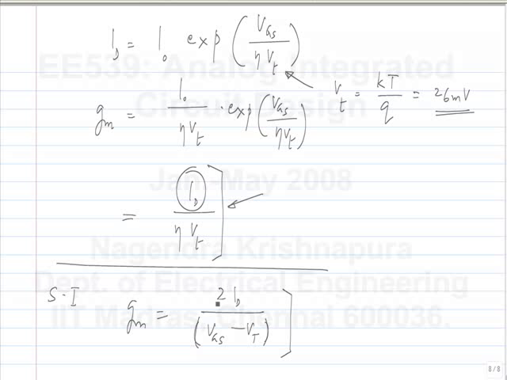This is just like the bipolar transistor. A bipolar transistor's GM is not dependent on its area. It depends only on the current it is conducting. So to get a larger GM, you have to reduce VGS minus VT, but there's only so much you can do. You can move the transistor into the subthreshold region, and that's when you get the highest value of GM.